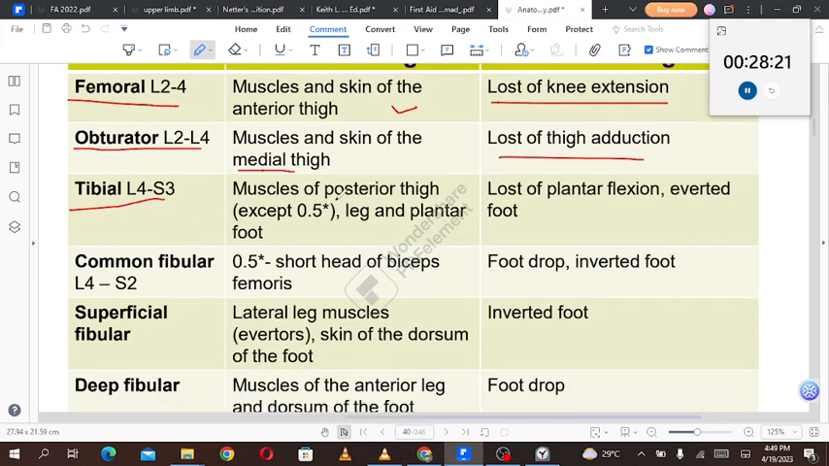It is supplying the muscles of the posterior thigh except the short head of biceps femoris, the leg and the plantar foot. Okay, loss of plantar flexion and everted foot. So there will be an everted foot if there is damage to the tibial nerve.